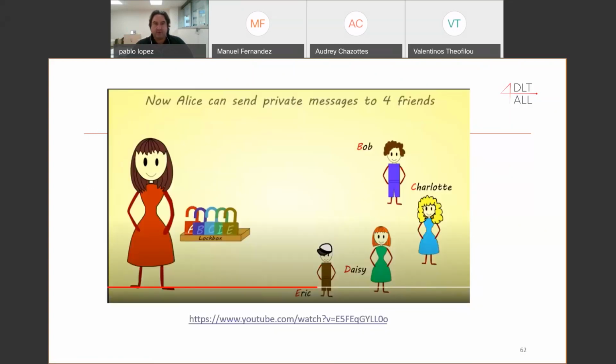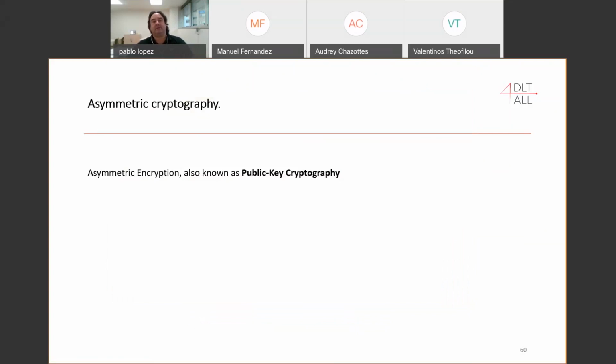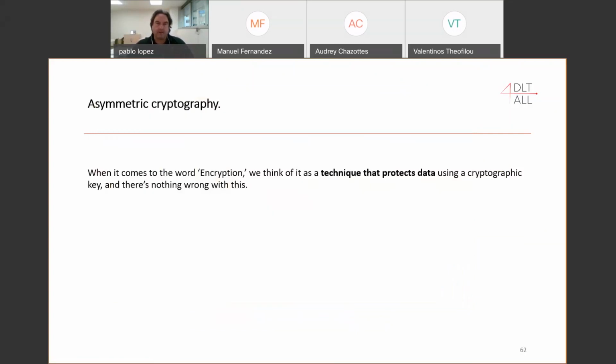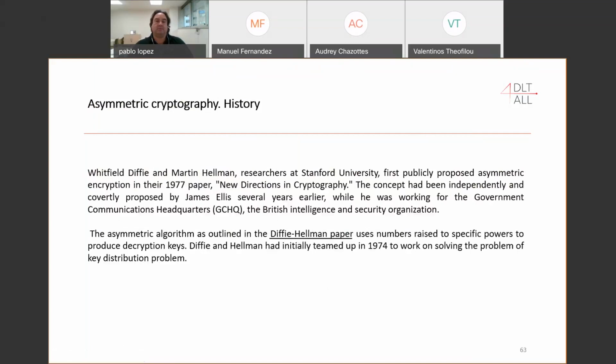Asymmetric cryptography, remember, when we are talking about asymmetric cryptography or encryption, we are talking about public key cryptography. When it comes to the word encryption, we think of it as a technique that protects data using a cryptography key. And there's nothing wrong with this. That means that you can use it as freely as you want.